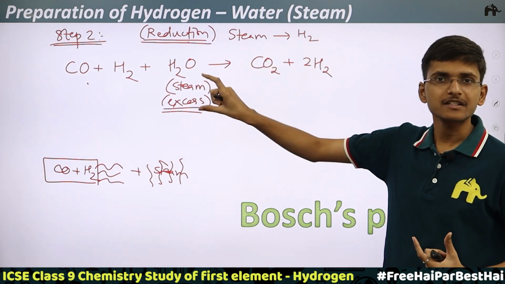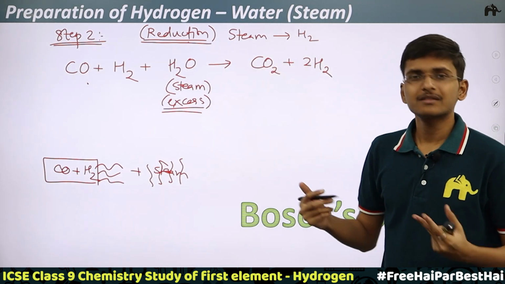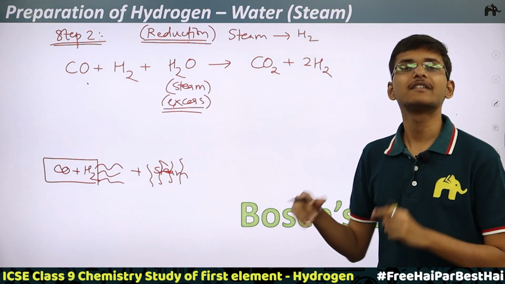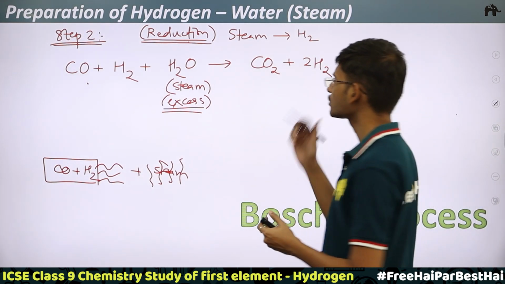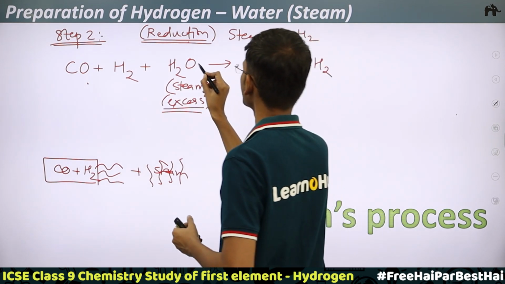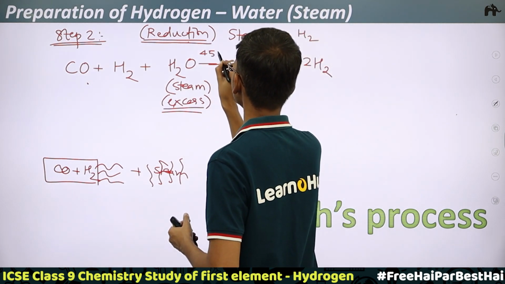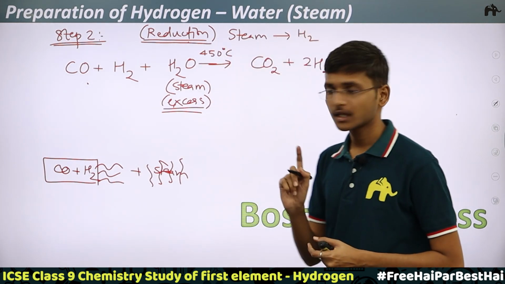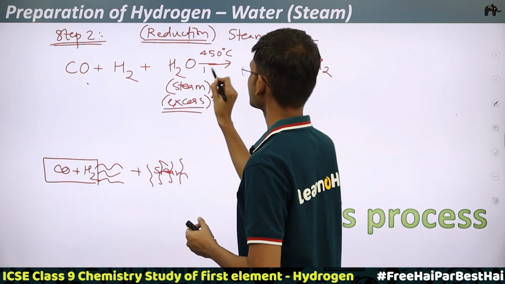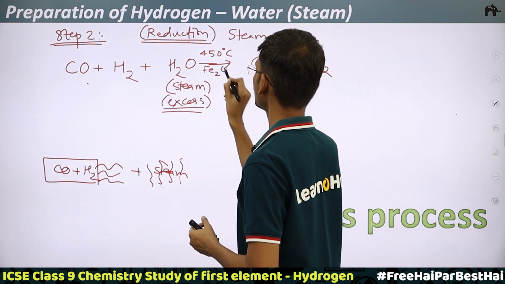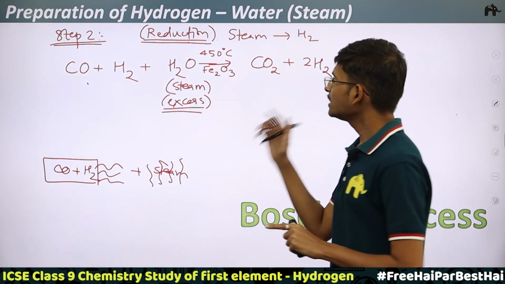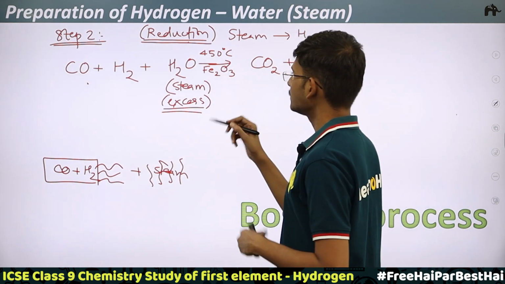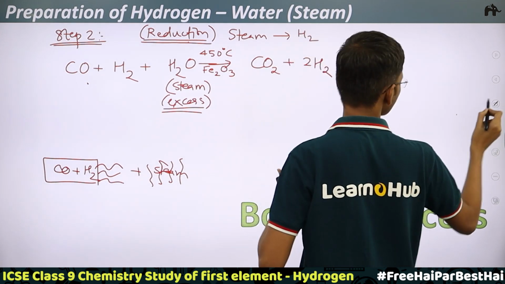In this reaction, it doesn't take place just like this. It requires some temperature conditions, some catalyst as well as some promoter. So what temperature does it require? This reaction takes place at 450 degrees Celsius. The catalyst it requires is Fe2O3, ferric oxide, and this is the catalyst, and you also require a promoter here.